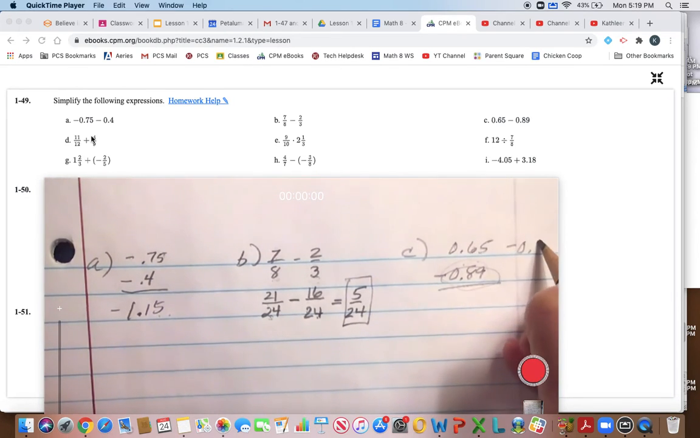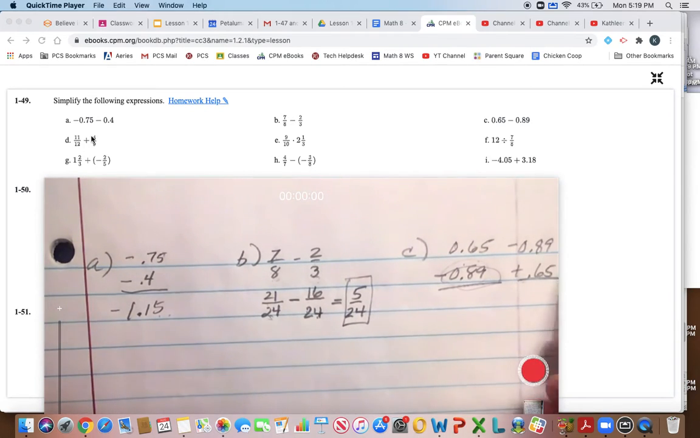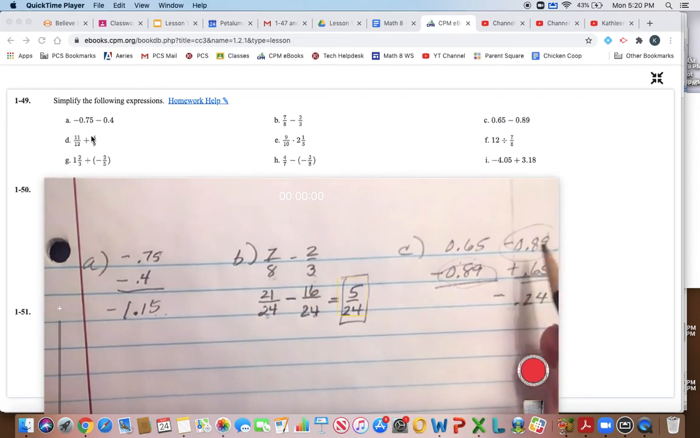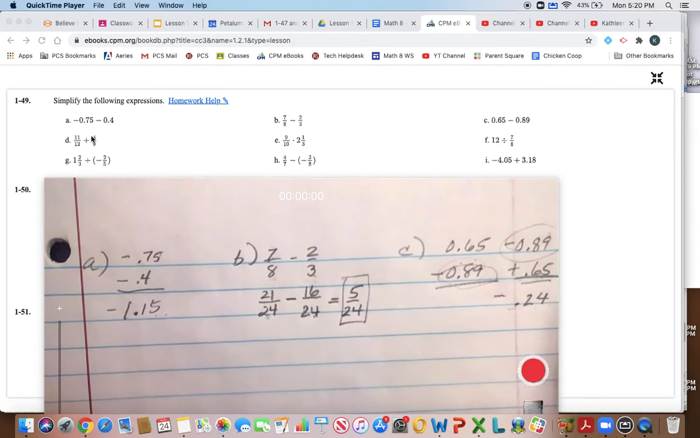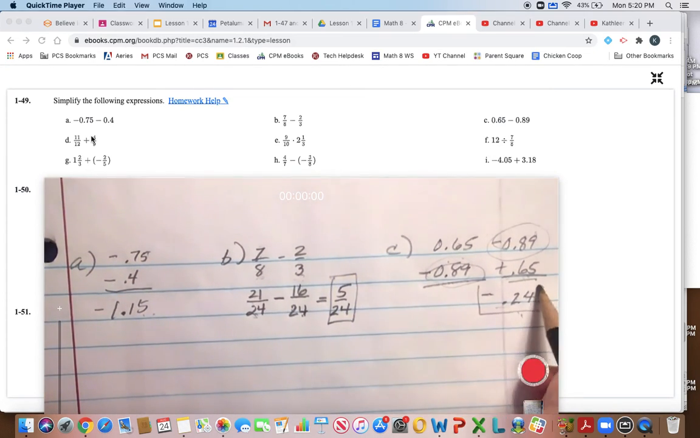Negative 0.89 plus 0.65. So now I'll just subtract 4. And so now the answer is negative 24. Because the negative number was bigger, it made more sense to put that on top and add or subtract the positive number from it to get the result, which is negative. So there's that answer.